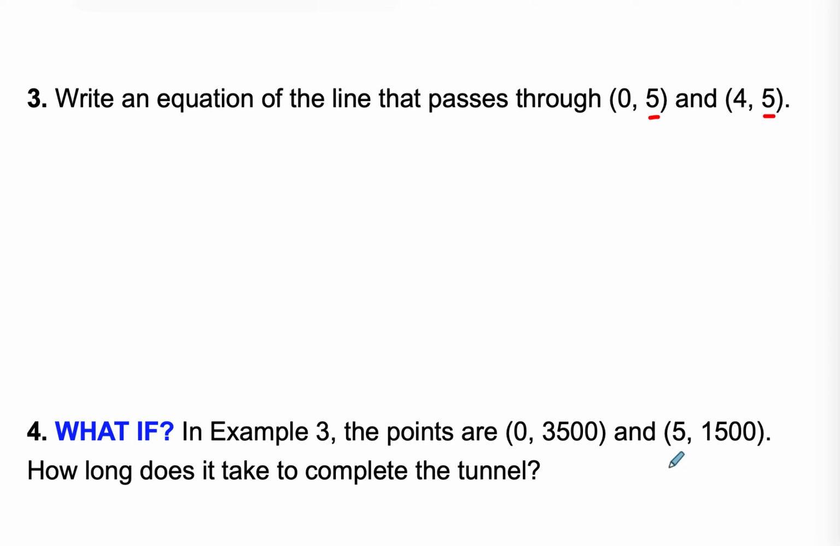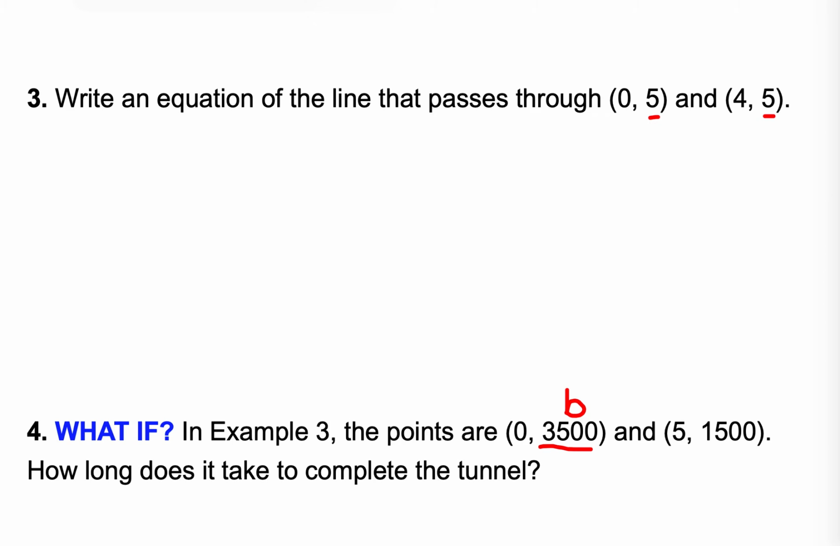And then for number 4 in example 3, the points are (0, 3,500) and (5, 1,500). How long does it take to complete the tunnel? Now you can graph it if you want, so it looks like the last one. Otherwise, you're going to have to use those points to find your slope and your y-intercept, and because this x is 0, that 3,500 is going to be your y-intercept. You'll still need to calculate the slope to get your equation, and you're going to need that equation to solve for how long it takes to complete the tunnel. All right, go ahead and pause the video and try those 2 problems on your own.